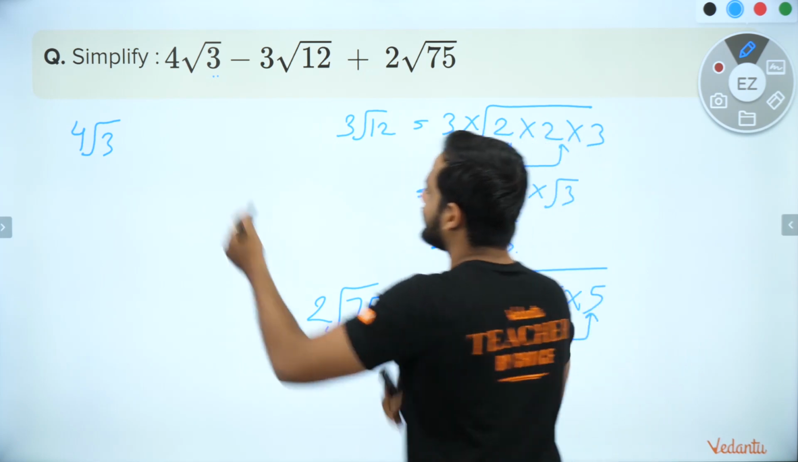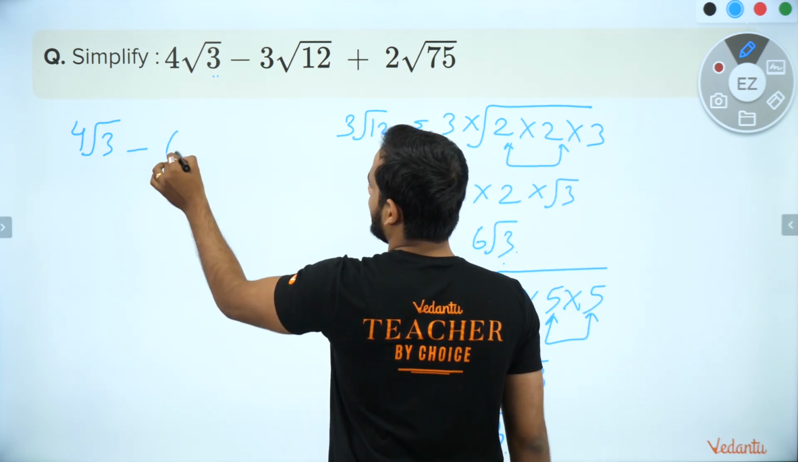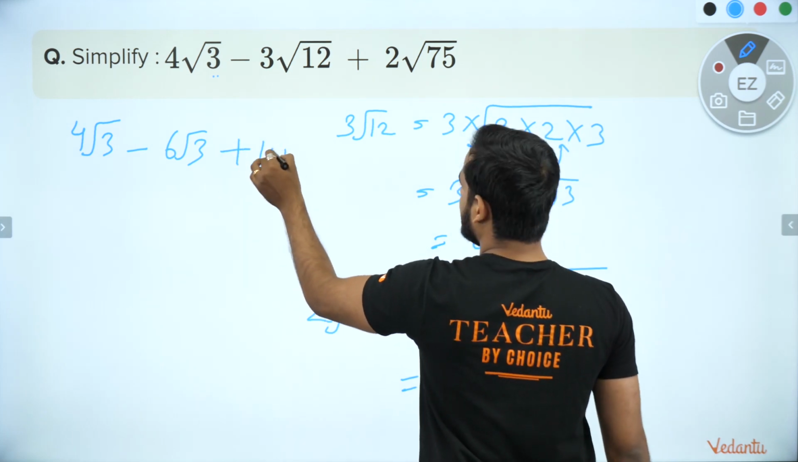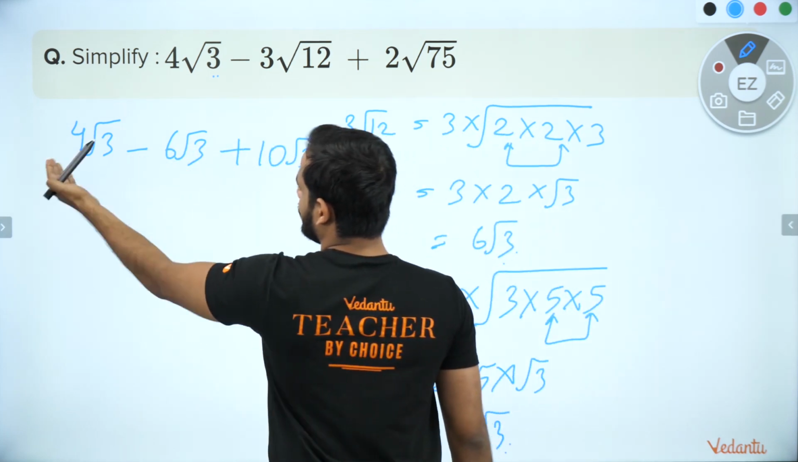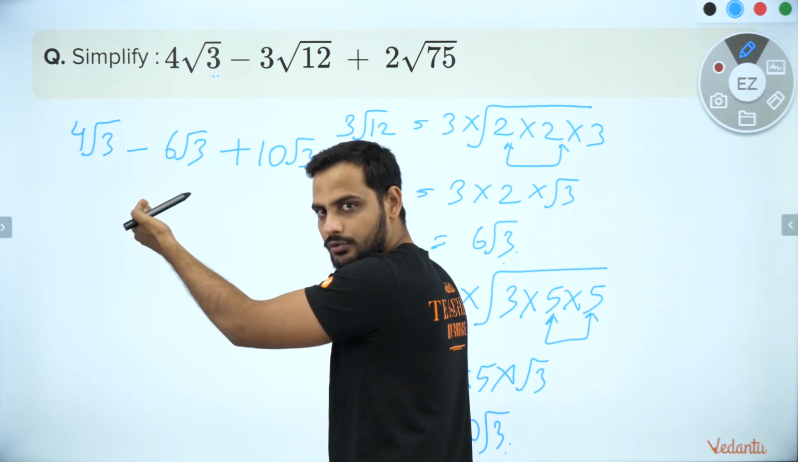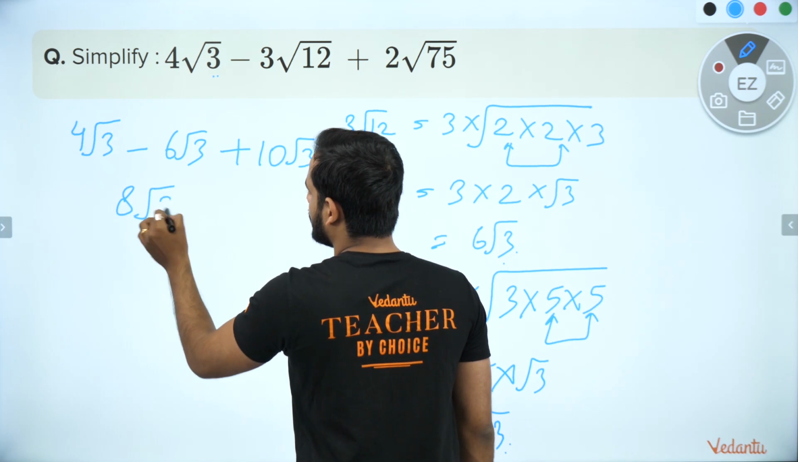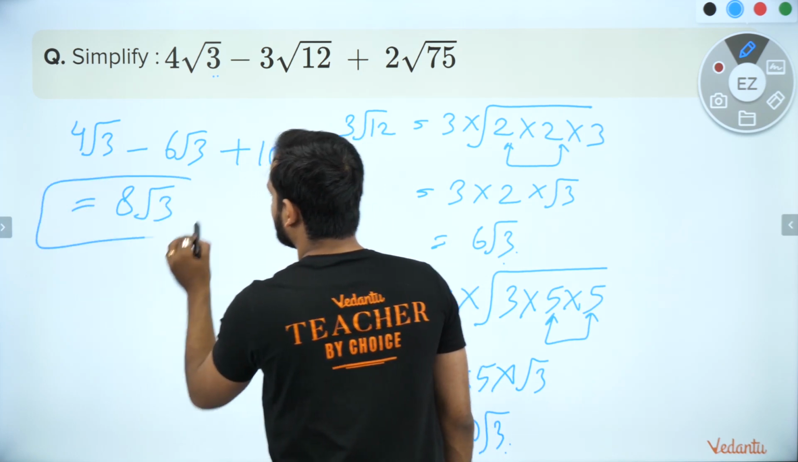Now let us place the values. So this will become minus of 6 root 3, then plus of 10 root 3. Add the positive ones. 4 minus 6 root 3, you can say is minus 2 root 3. Minus 2 root 3 plus 10 root 3 is 8 root 3. That is your final answer.